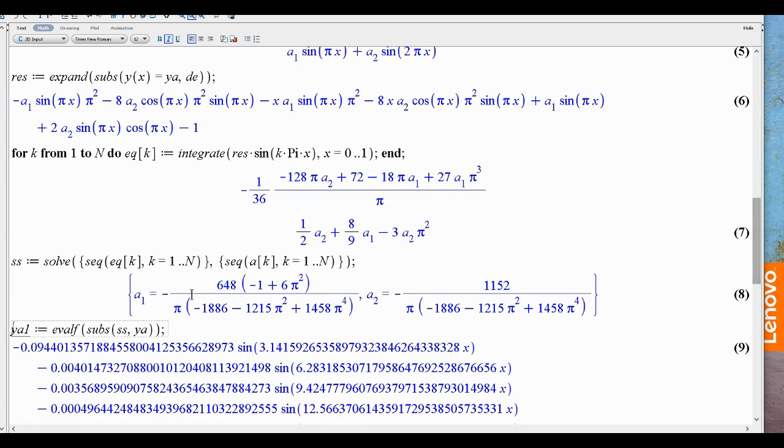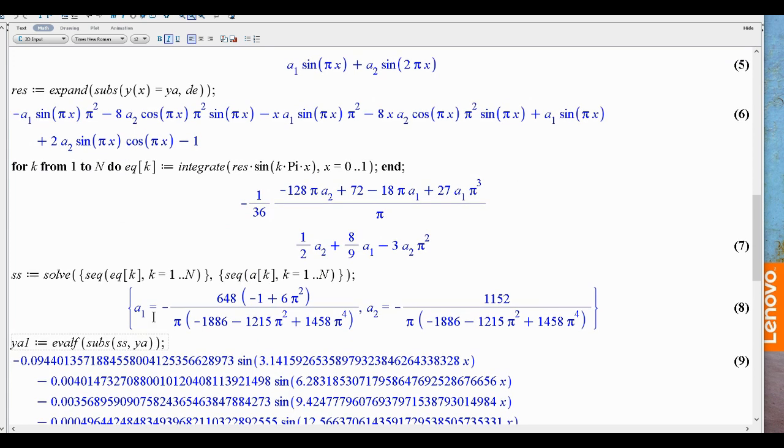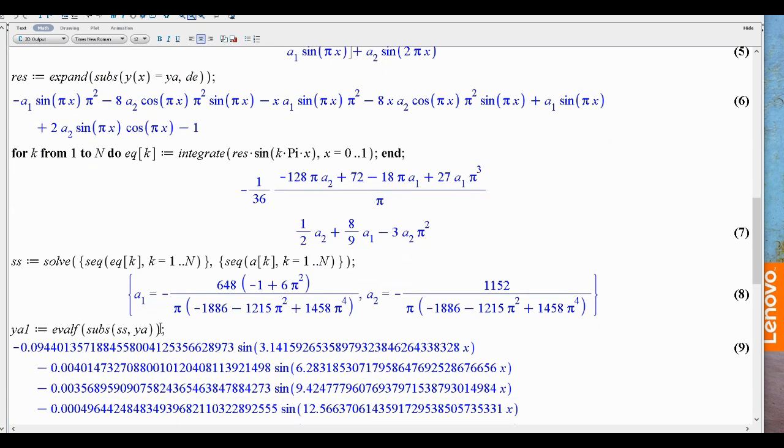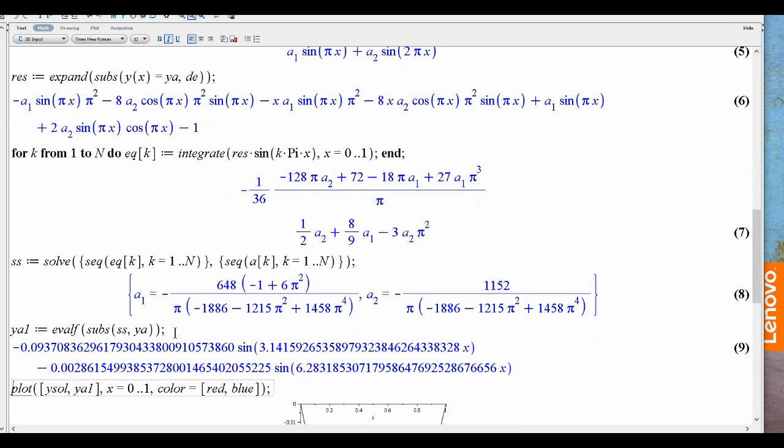So here is my A1 for approximate, and I'm substituting the numerical value into the expression YA. Let me remind you, this is YA. So I've solved for A1 and A2. I'm substituting that. That's my solution, and it's got these long coefficients. Don't worry, you will see that the coefficient of the sine 2 pi x is a lot smaller than the coefficient of the sine pi x.